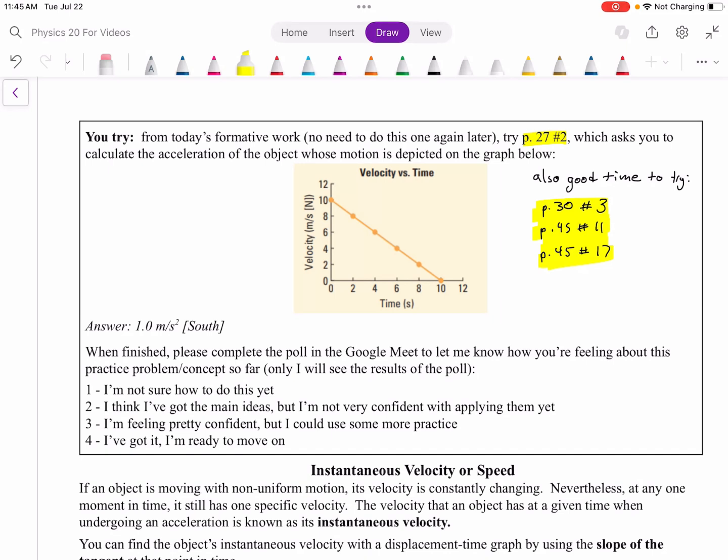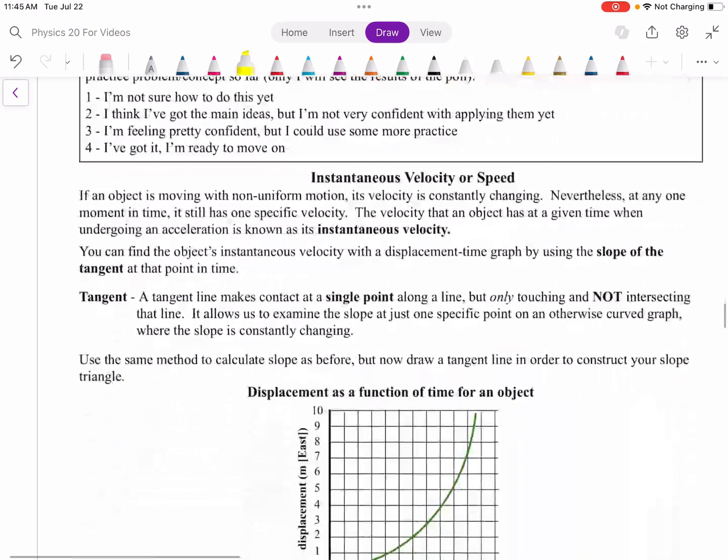If you want to do all your practice at once at the end, you can do that. No matter what, do this one right now. These ones, you can do them now, or you can wait till later when you're doing the full assignment. It's up to you there. Okay, and then we will move on.